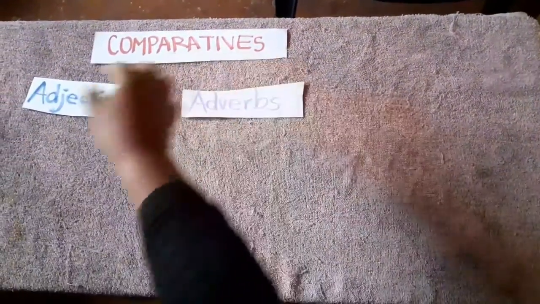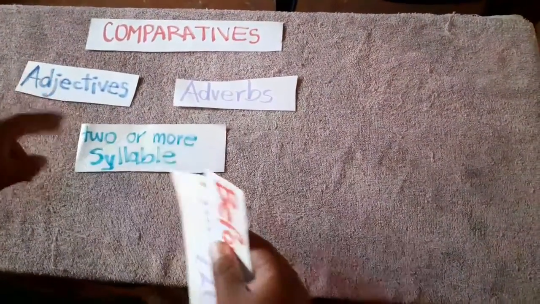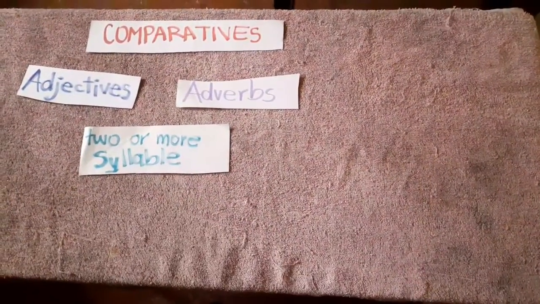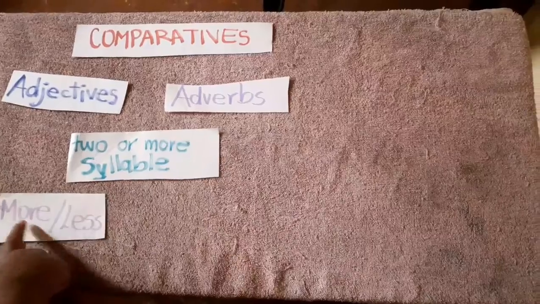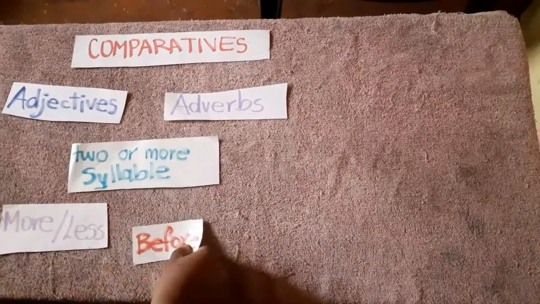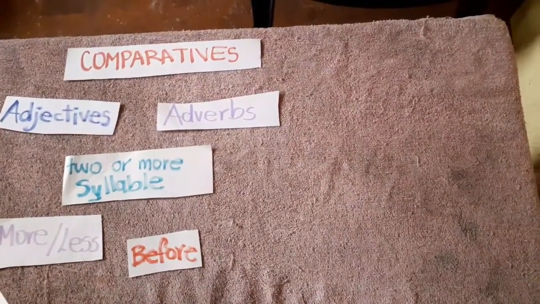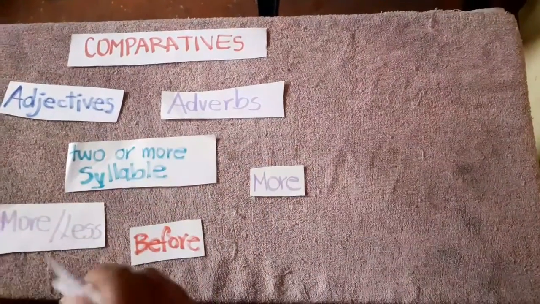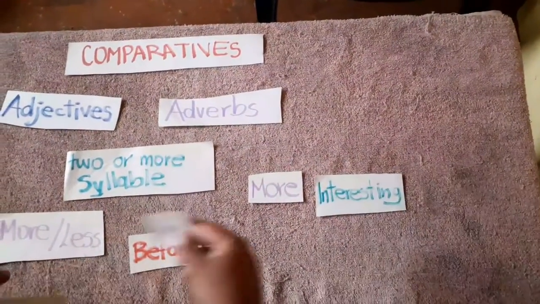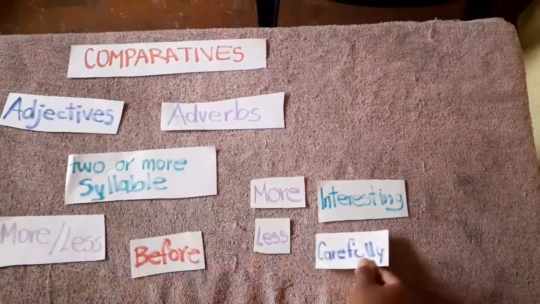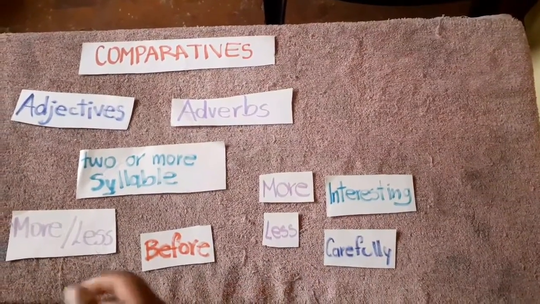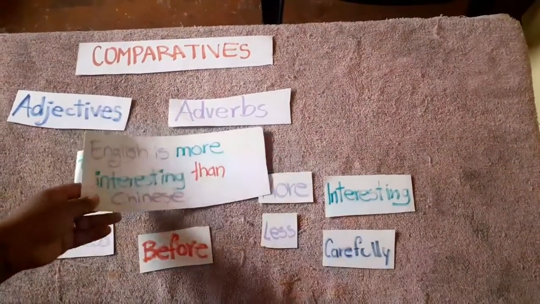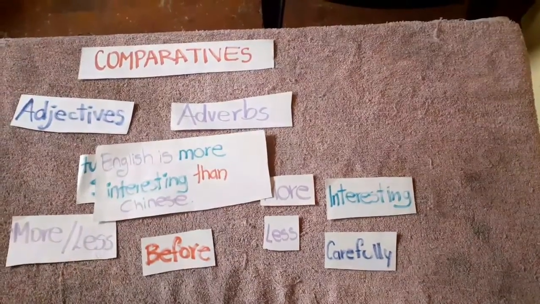Adjectives and adverbs with two or more syllables, we add more or less before them, like this: more interesting, less carefully. For example, English is more interesting than Chinese.